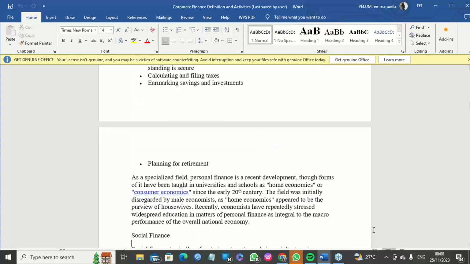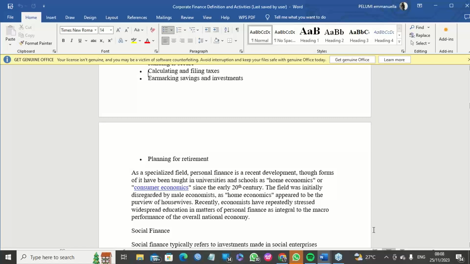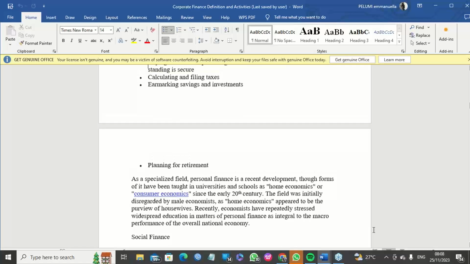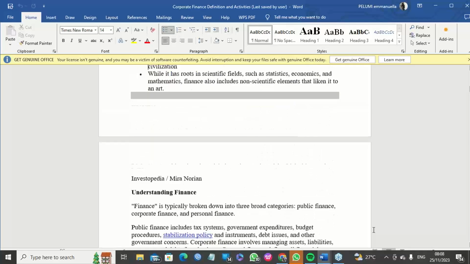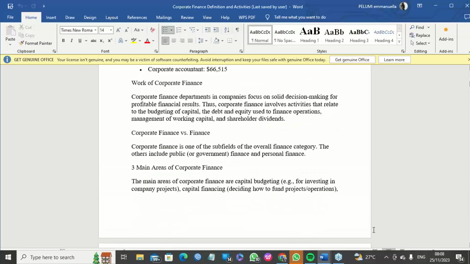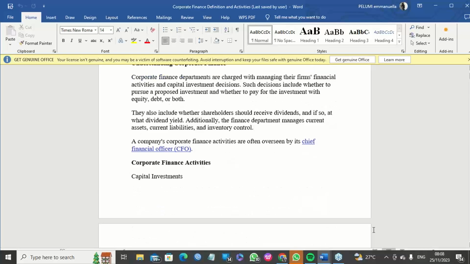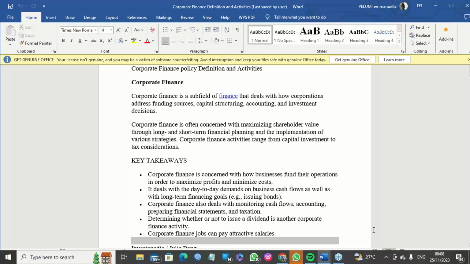But my main objective today is corporate finance, and I want us to go back to what corporate finance is and how it can be used to benefit our firms. So let's look at corporate finance. Corporate finance is a subfield of finance that deals with how corporations address funding, and it is divided into three areas.